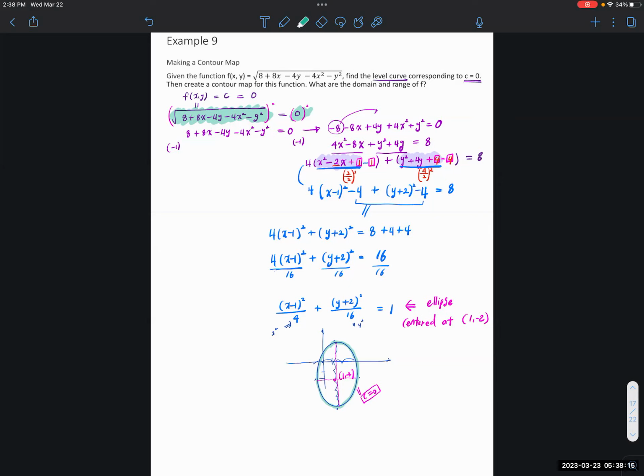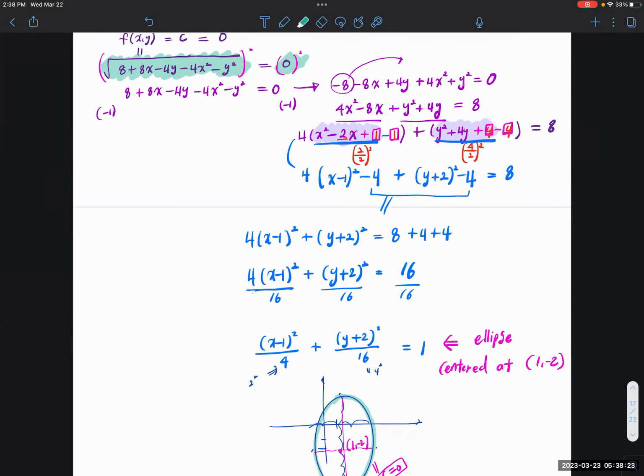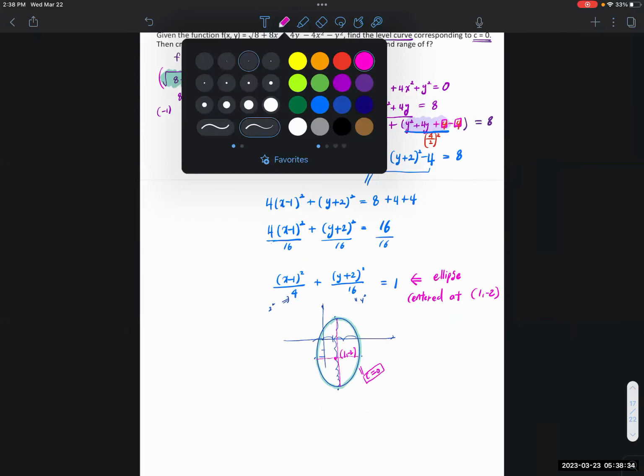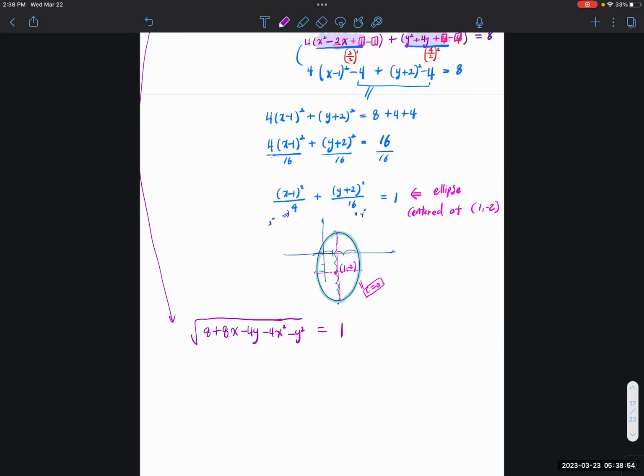Now you can change the c. You can increase it to 1, you can increase it to 2. So you can continue this work more and more. If you are getting wider, you can repeat this work. From here, you can change it now: radical 8 plus 8x minus 4y, 4x minus y squared. Now you set it equal to 1 and do the same work to find the equation. I already calculated it for you.